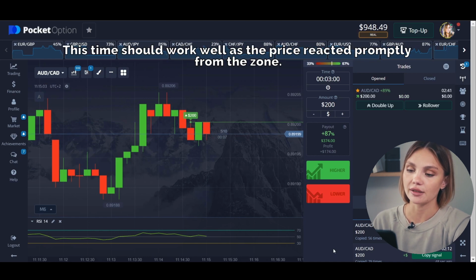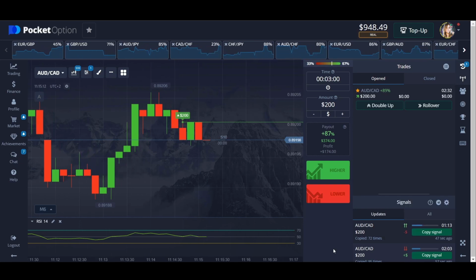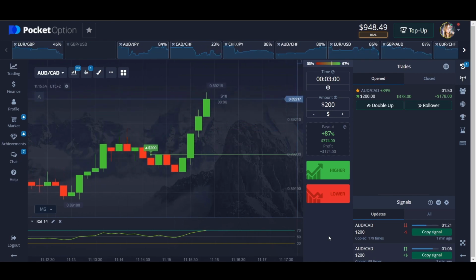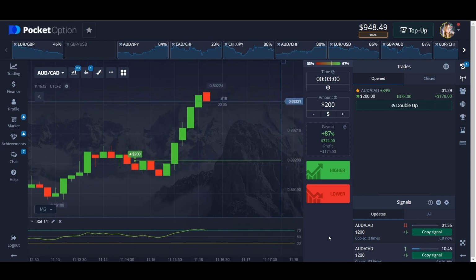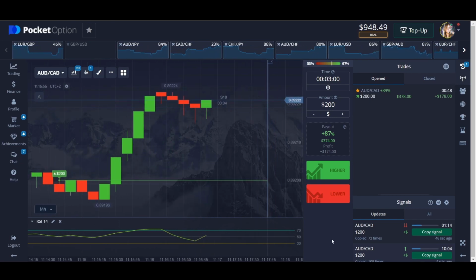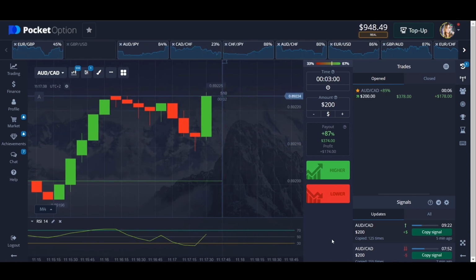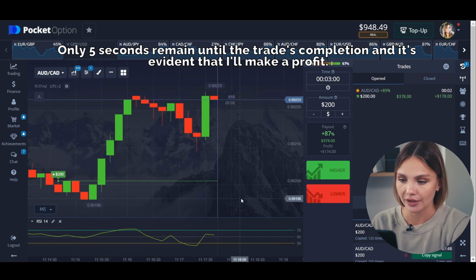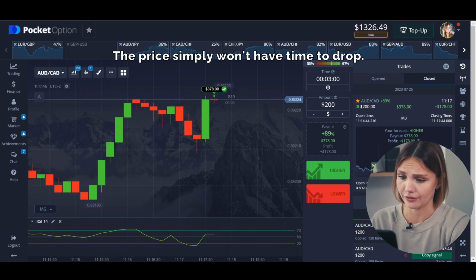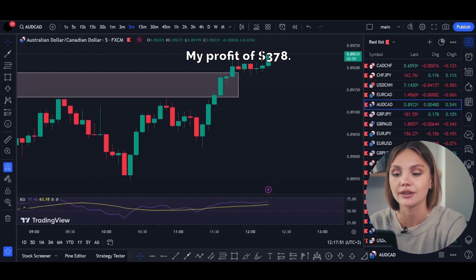This time should work well as the price reacted promptly from the zone. Now let's wait for completion. Only 5 seconds remain until the trade's completion, and it's evident that I'll make a profit. The price simply won't have time to drop. Yes, there it is. My profit of $378.